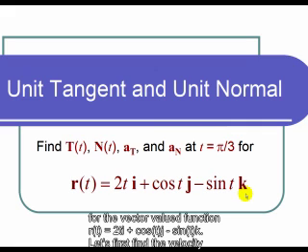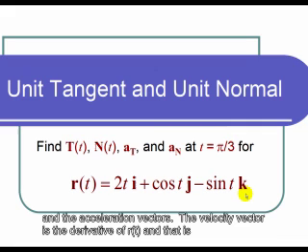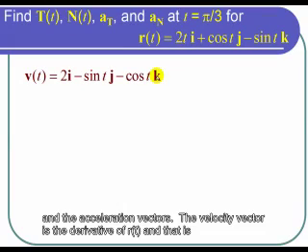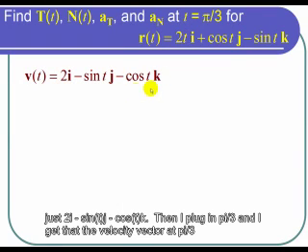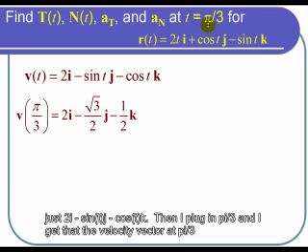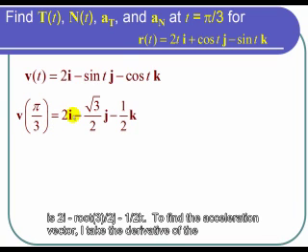sine of t k. So let's first find the velocity and then the acceleration vectors. The velocity vector is a derivative of r of t, and that is just 2i minus sine of t j minus cosine of t k. And then I plug in pi over 3, and I get that the velocity vector at pi over 3 is 2i minus root 3 over 2 j minus 1/2 k.